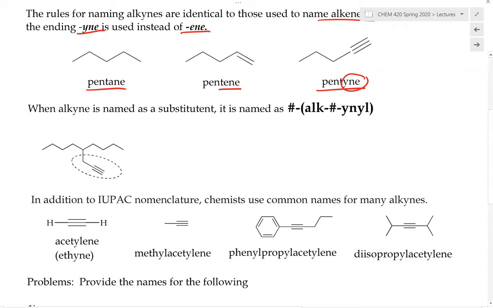And when the alkynes are named as a substituent, it will be named as follows. So we have this number right here, followed by the hydrocarbon chain, and then another number here, and followed by the -ynyl functional group. Now this number right here is basically the locant number on the parent chain. So this is the locant on the parent chain.